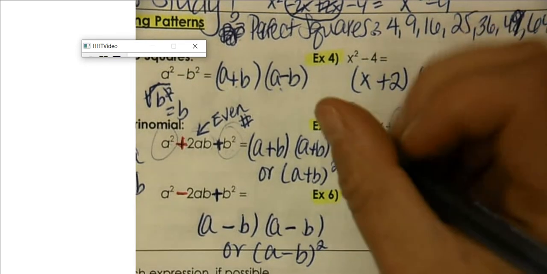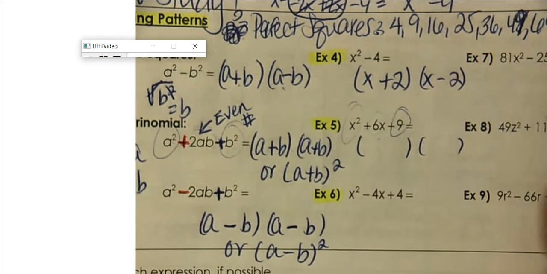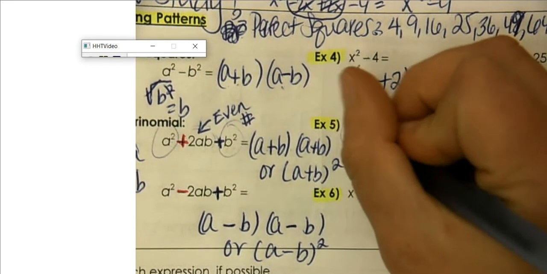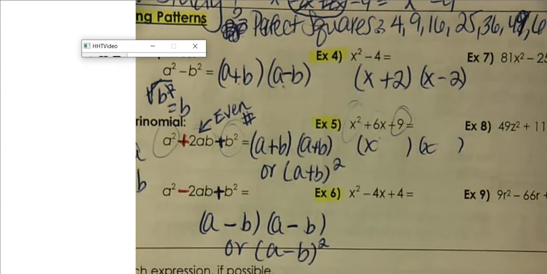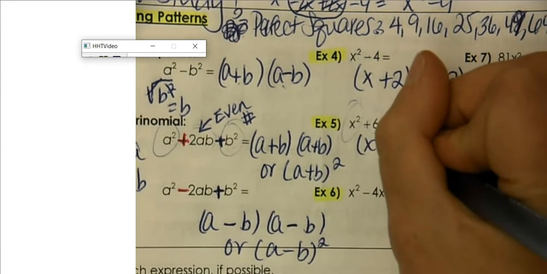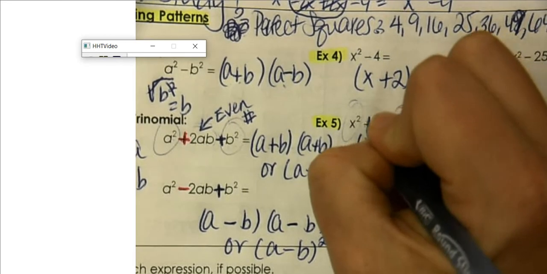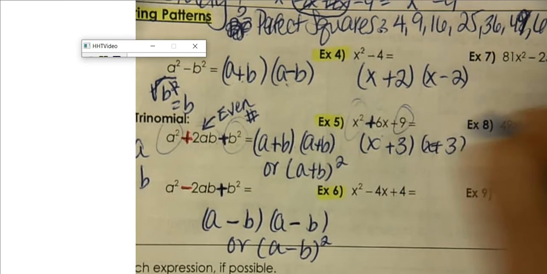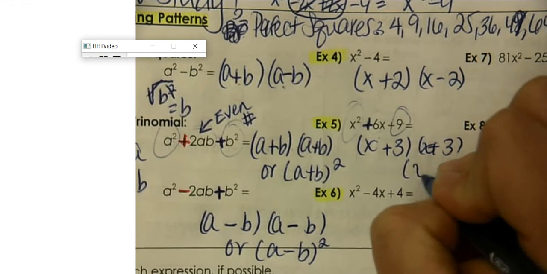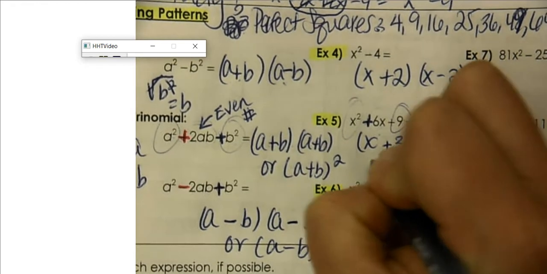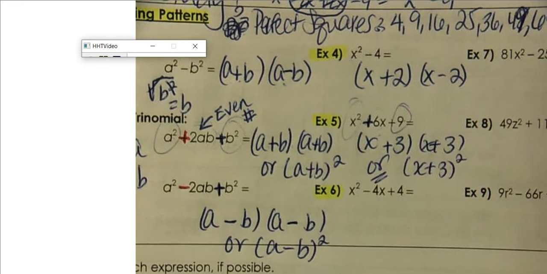So the way that I'm going to factor this is 2 parentheses. The square root of x squared is x, that goes into the first position. The square root of 9 is 3, that goes into the last position. And my B value is a plus, so both of these will have a plus sign. You can also write this as x plus 3 squared. It doesn't matter which way you write it as long as it's accurate.